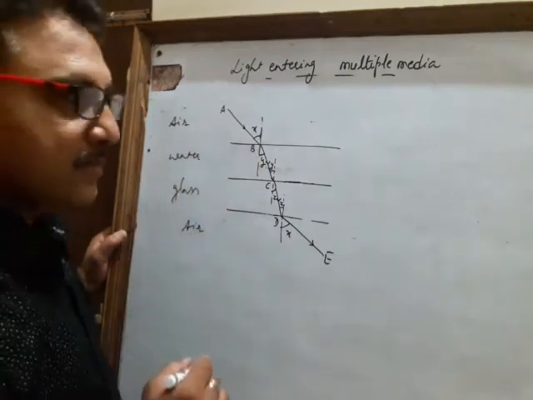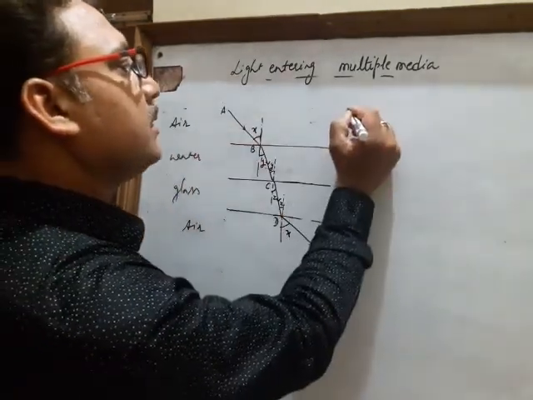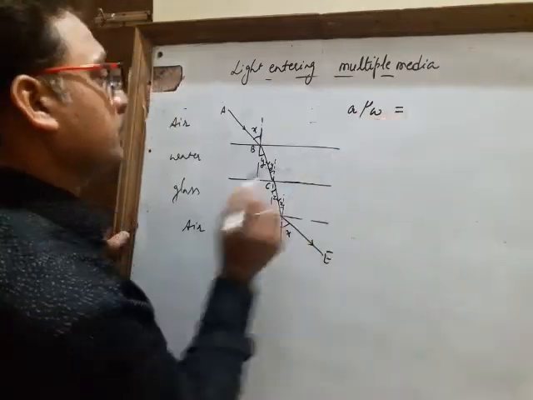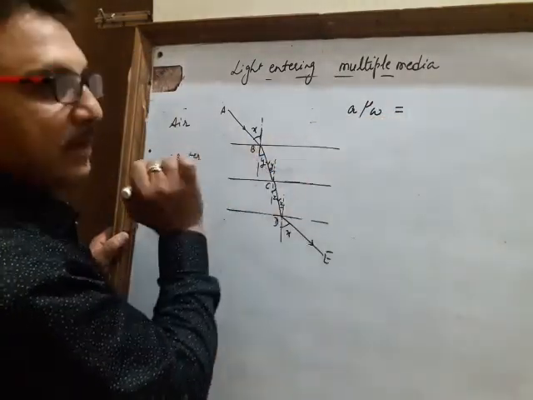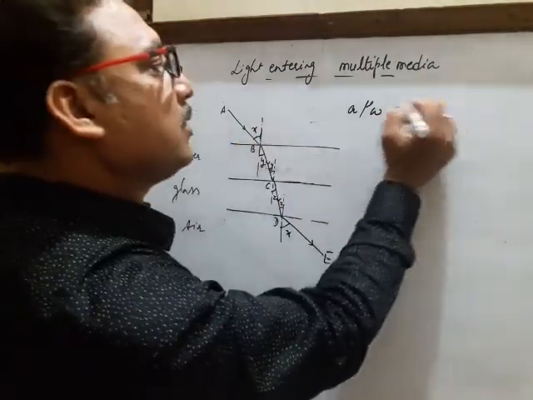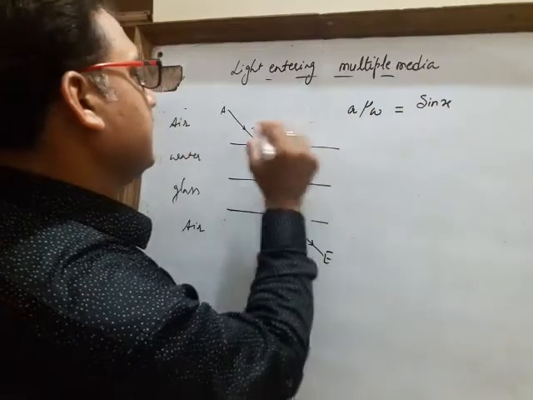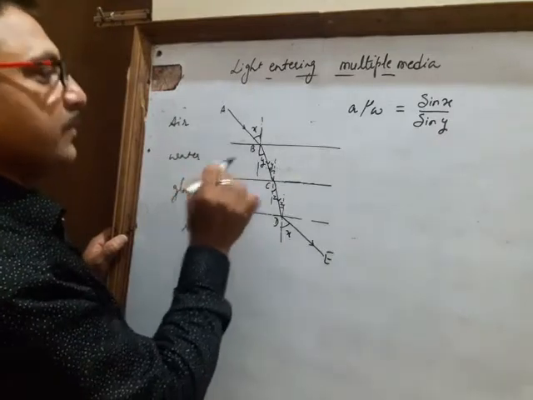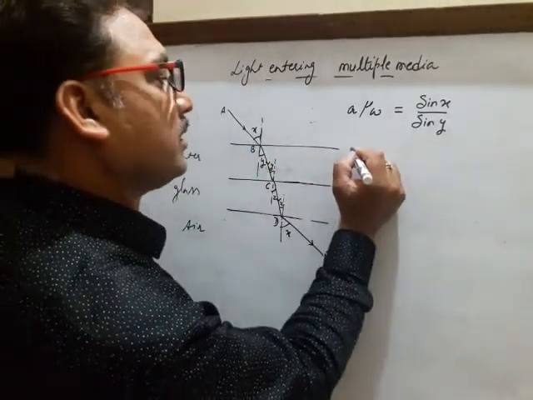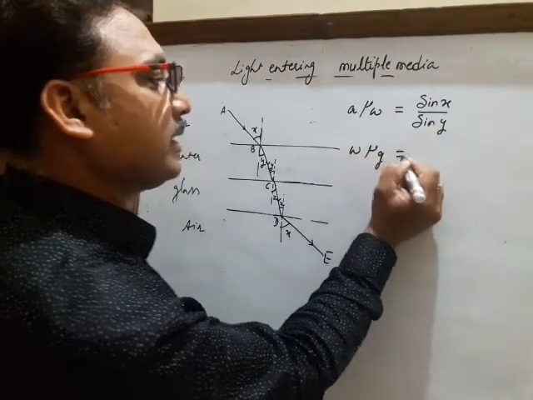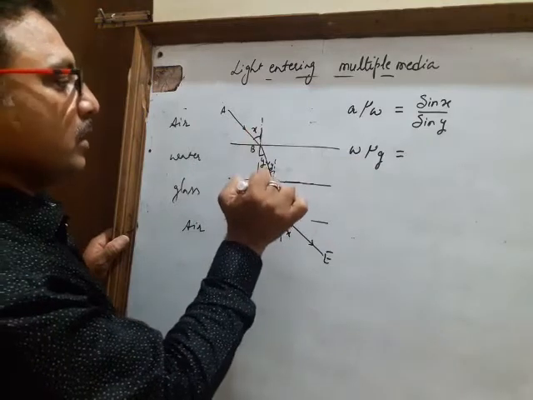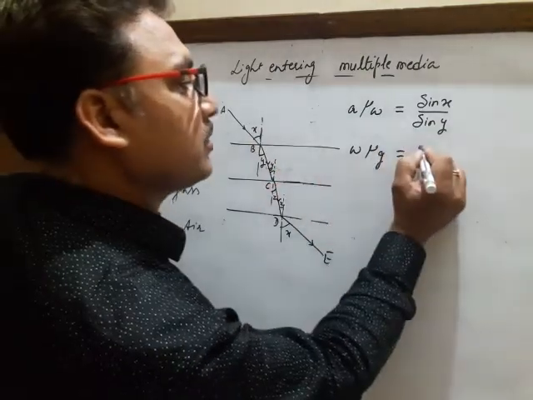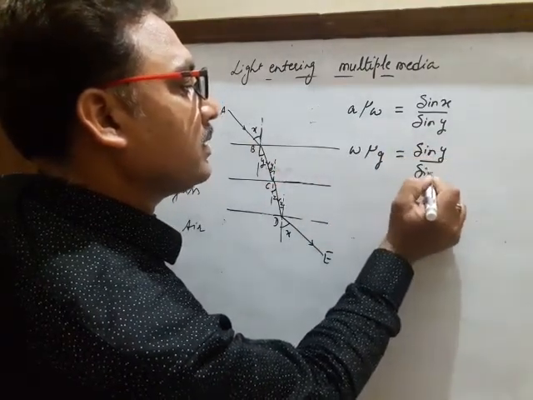Now in terms of refractive index, what can you write? Just watch carefully. a mu w means refractive index of water with respect to air. In terms of sine of the angles, we write sine x upon sine y. Now you write refractive index of glass with respect to water, w mu g. When the light ray enters from water to glass, the angle of incidence is y, refraction is z. So sine of y upon sine of z.